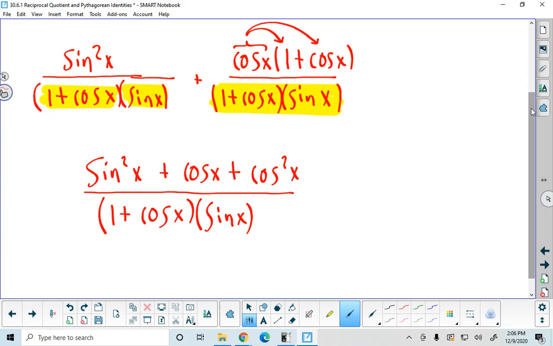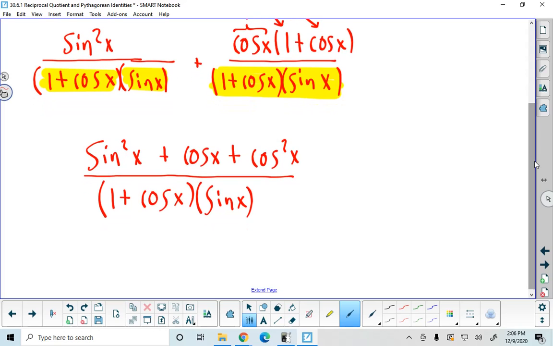All right, I have a question for you, and I'm going to give you guys a full minute here to think about this. Type yes in the chat if you see that this expression is equal to 1 over sine of x.